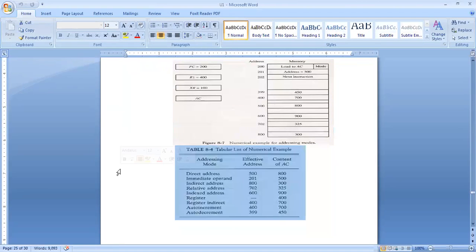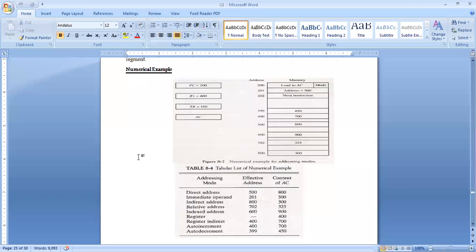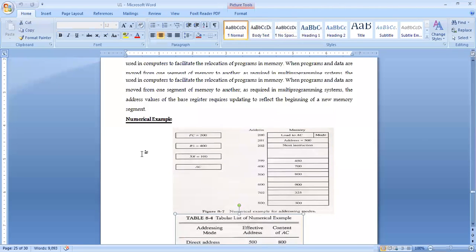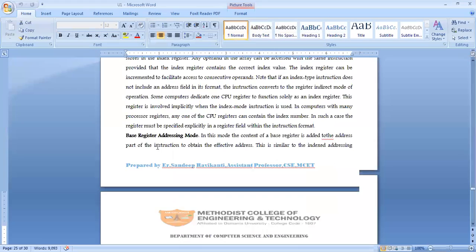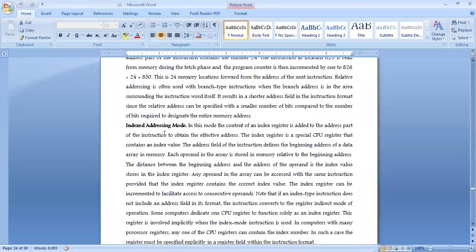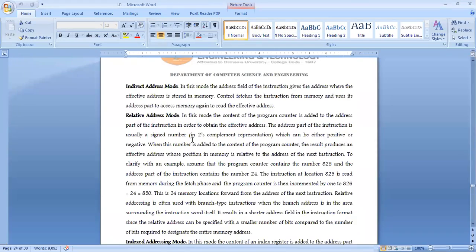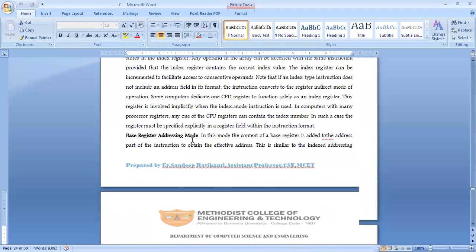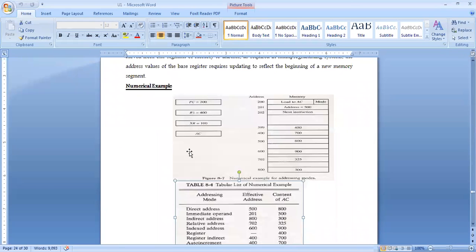The numerical example is already calculated: the program counter value, the register one and XR value. The values inside this table are the ones he is going to take. If he specifies numerical example, we need to write this. Or else, for explain the addressing modes, we go with the other concept. If he specifies explain addressing modes of 8086, then we go with the 8086 addressing modes. Are you clear?